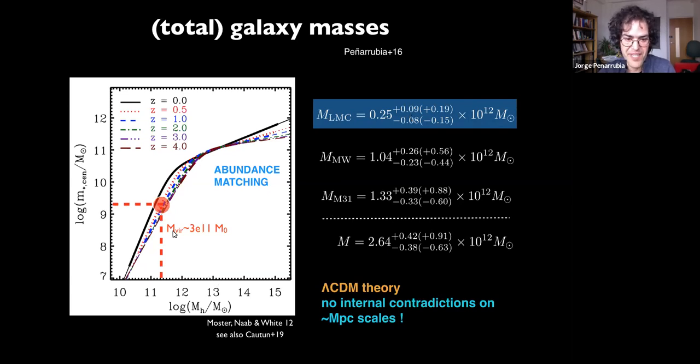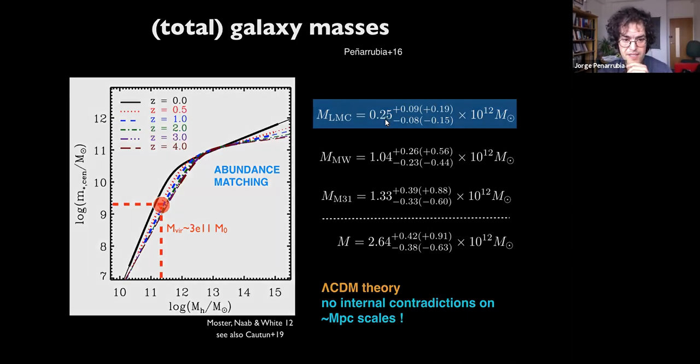But actually, if you compare with abundance matching constraints, this is exactly what you would expect for a luminosity of the LMC of around 3 times 10 to the 9 solar masses. So what this is telling me is that in principle, lambda CDM has no internal contradiction. We can explain the dynamics of the local group, and the value of H0 we get is what you would expect from the CMB. The timing argument and the local group dynamics give you very similar values for the local group mass if you assume that the LMC is this massive.